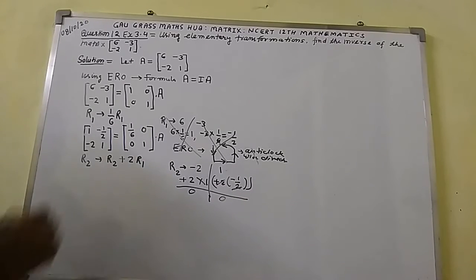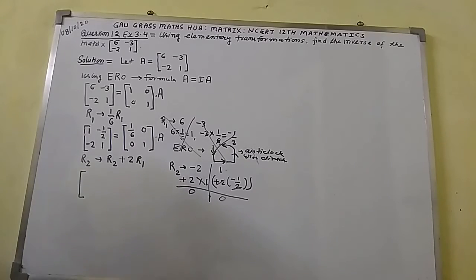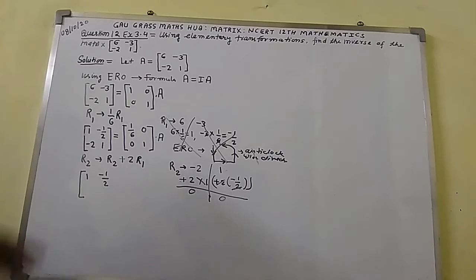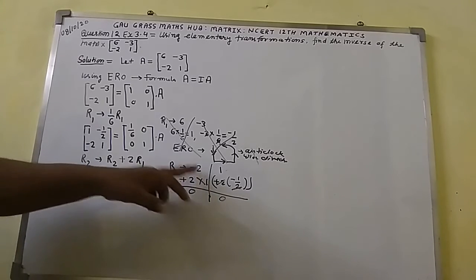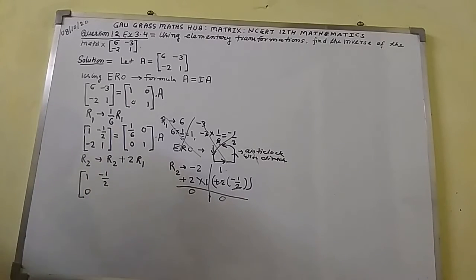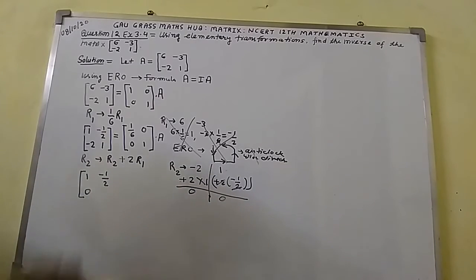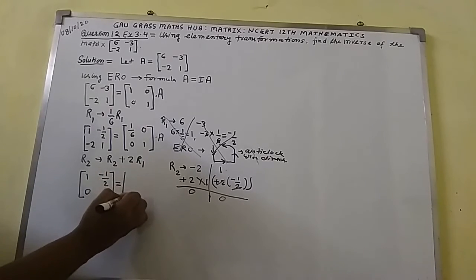So here I shall write the elements of the first row as it is, 1, minus 1 over 2, and the elements of the second row I shall write here. In place of minus 2 I shall write 0, and in place of 1 I shall write 0. Closing of square bracket equal to opening of square bracket.